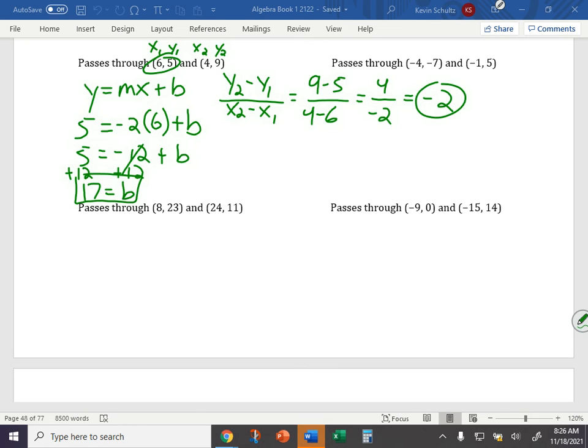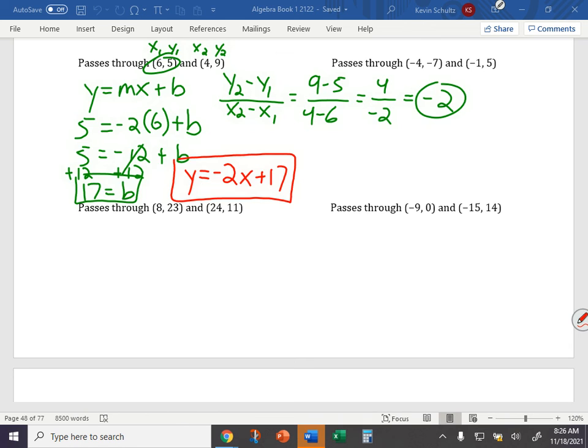Okay. Is this our final answer though? B equals 17? No. Our final answer is the equation in slope-intercept form, which means we take the slope we found, negative 2, and put the 17 as our value for b: y equals negative 2x plus 17. The reason we go back to putting the x and y variables in for our final answer is that this is the equation of the line. Remember, x and y can represent any ordered pair that's on the line.